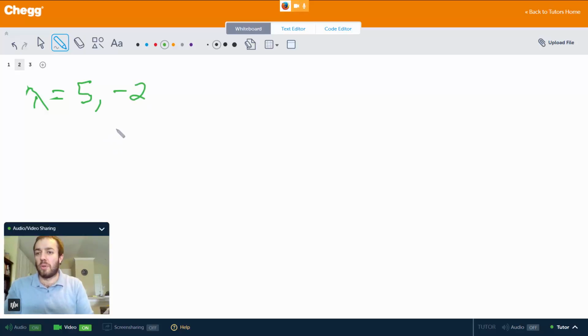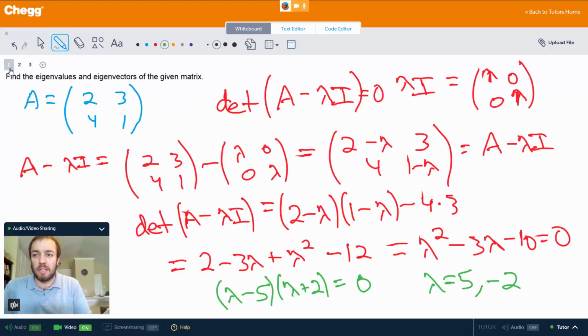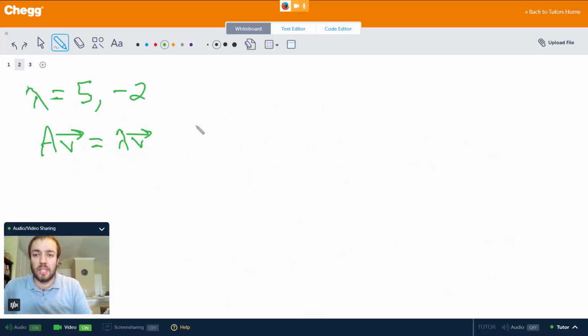Now what we want to do is find the corresponding eigenvectors. So what is an eigenvector? An eigenvector is a vector v such that A times v equals lambda times v. In other words, it's a vector such that if we multiply the original matrix by the vector, the result is the same as if we multiplied the corresponding eigenvalue by the vector. Each of these two eigenvalues has its own eigenvector, so let's check these out one at a time.